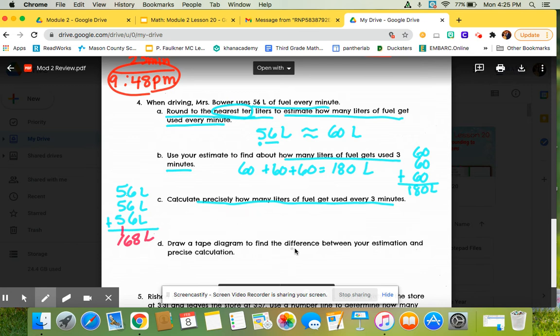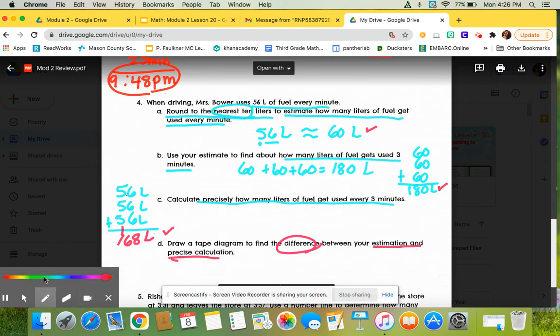On D, it says draw a tape diagram to find the difference between your estimate and the precise calculation. Remember, difference means that you need to subtract. If you want to use a tape diagram, you can. Again, use whatever strategy is best for you. So our estimate is right here. Actually, that's the estimate for 1 minute. So our estimate for 3 minutes is right here, and our actual for 3 minutes is right here. So let's just do the 3 minute, not the 1 minute.